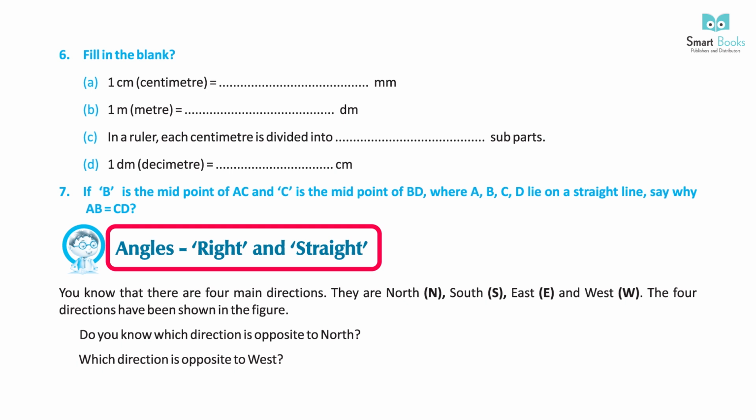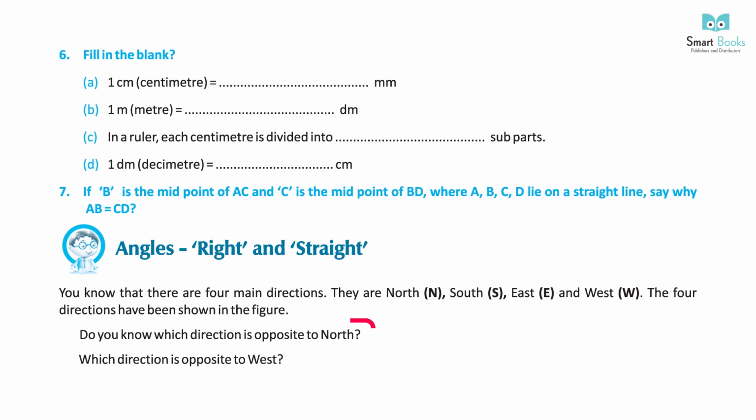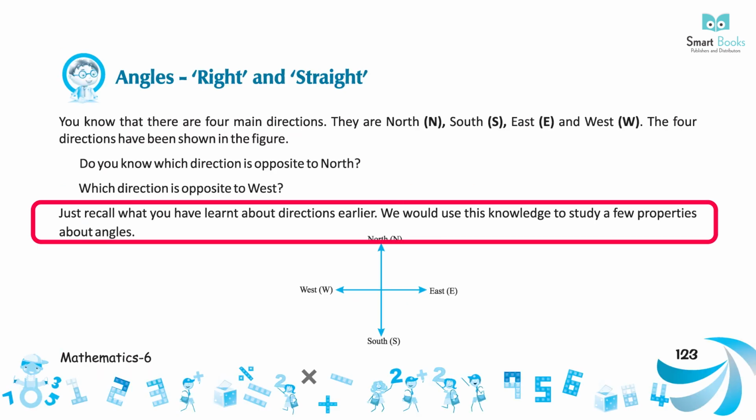Angles, right and straight. You know that there are 4 main directions. They are north, south, east and west. The 4 directions have been shown in the figure. Do you know which direction is opposite to north? Which direction is opposite to west? Just recall what you have learnt about directions earlier.